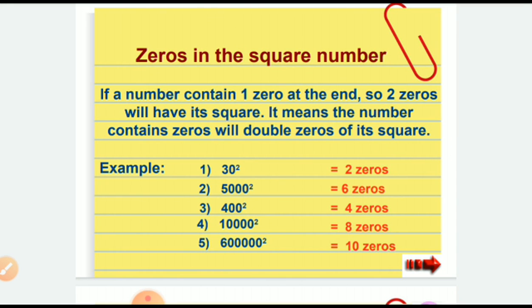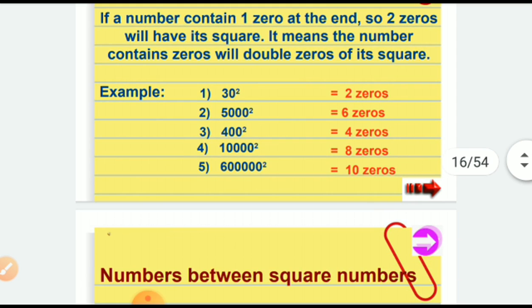If a number contains 1 zero at the end, then its square will have 2 zeros. It means the number's zeros will double in its square. 30 square is 900. Yes, 2 zeros, because this is a 9 and double zero. Like this way you can get the answer.